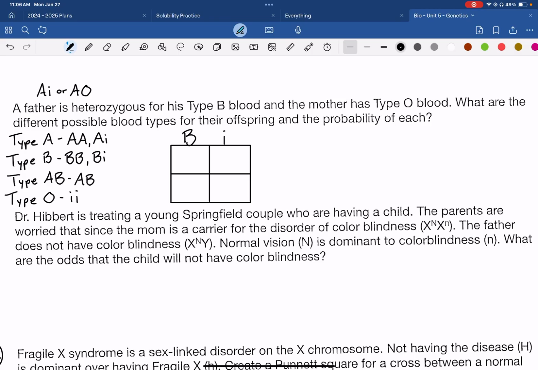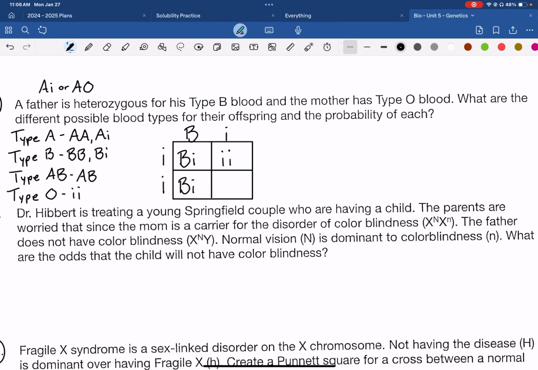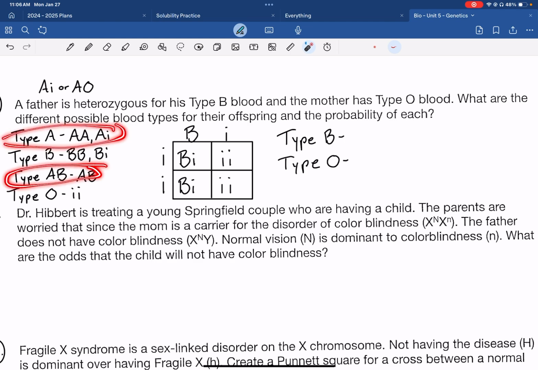All right. It says the mother has type O blood. She only has one option as far as genotype, and it's II. So let's cross those up. Your possibilities are BI, II, BI, and II. What are the probabilities? For type B and type O, because we know the probability for having A and AB are 0. They're not expressed anywhere in the offspring.